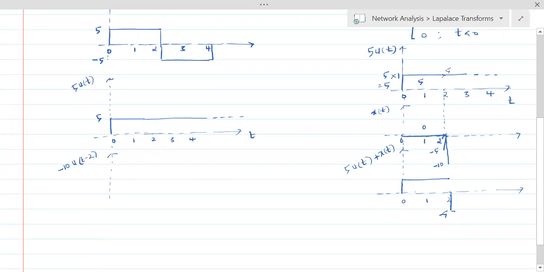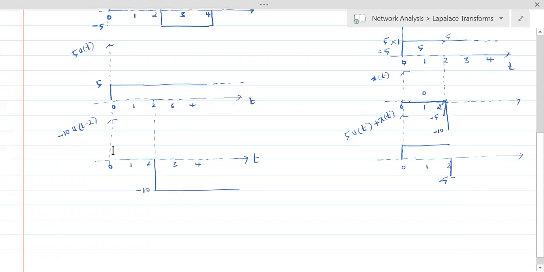Why t minus 2? Because this is where I want the signal to start. And I want that signal to have the amplitude of -10. So this is -10. And where is it starting? 0, 1, 2, 3, 4. This is t again. This is -10 because the amplitude is -10, and it is starting at 2. So it is u(t minus 2).